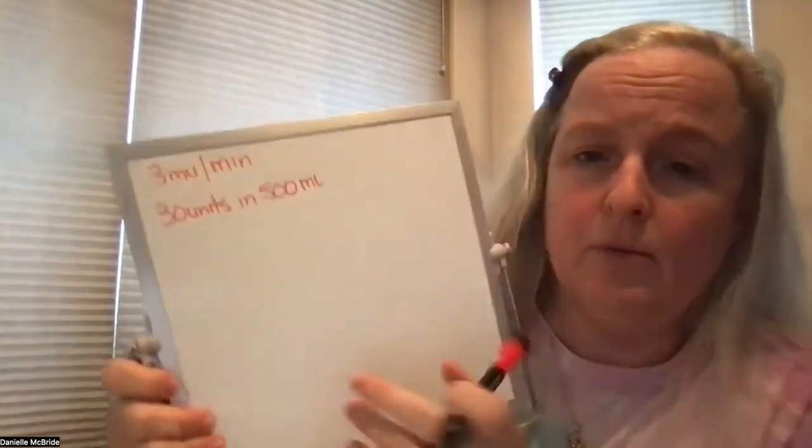And so what we need to know for this is we need to first know what our problem is. So when I read the problem, I write down what I know. Okay, and so for the purpose of this math problem, we're going to say that our order is to give 3 milliunits per minute and the medication, the Pitocin, came as 30 units in 500 mLs. Okay, so we'll start out by writing what we know.